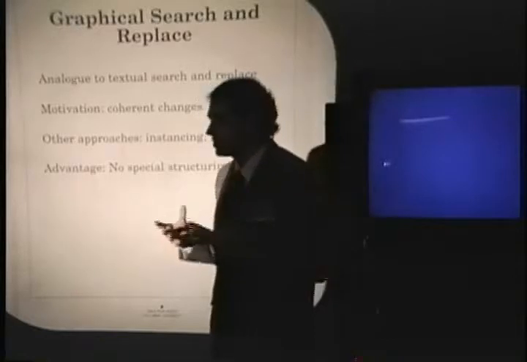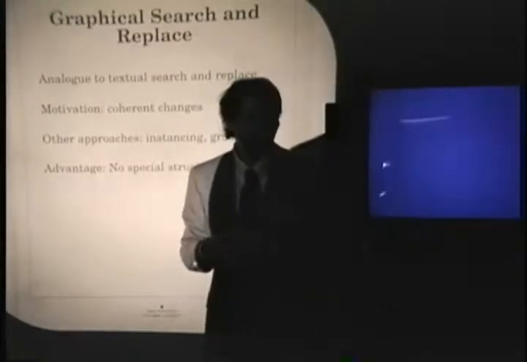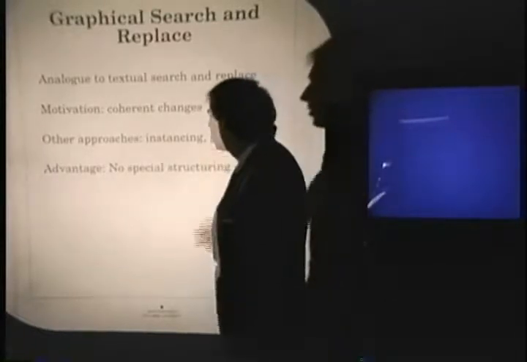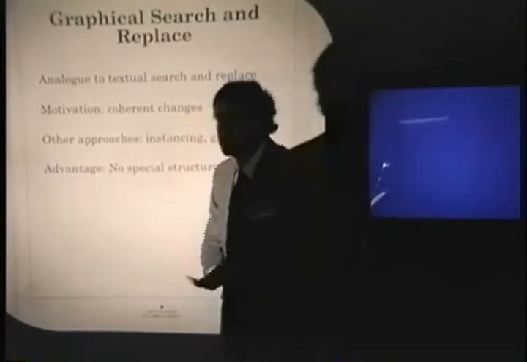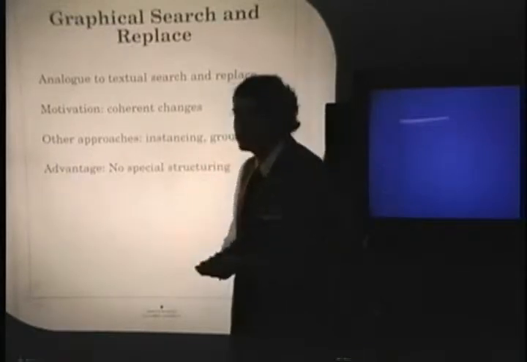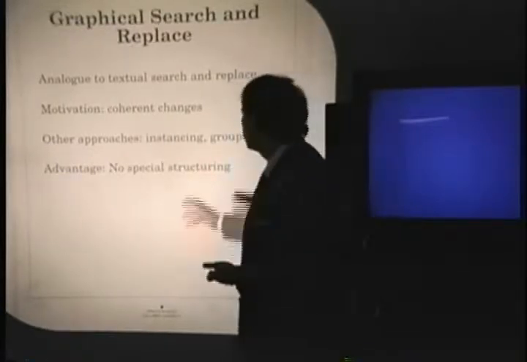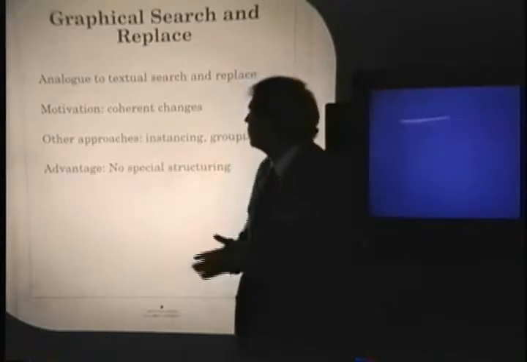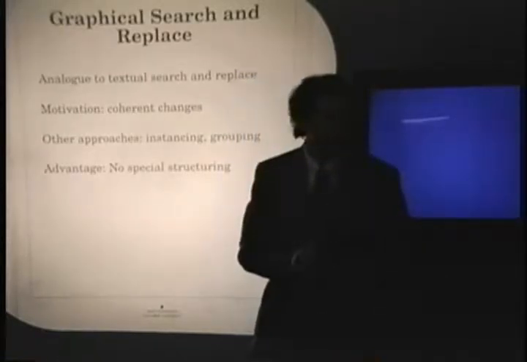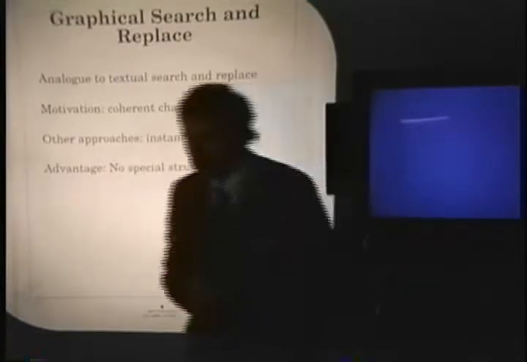If the user during document construction time doesn't know how the document needs to be structured in order to make subsequent coherent changes, repetitive changes easy, then they're out of luck. If they didn't perform the necessary grouping operations or they didn't make the proper instances, then neither of these techniques will help them. In contrast, graphical search and replace requires no special structuring of the document. I'm now going to show you a videotape of graphical search and replace in action in Chimera, and then I'll talk to you more about it.